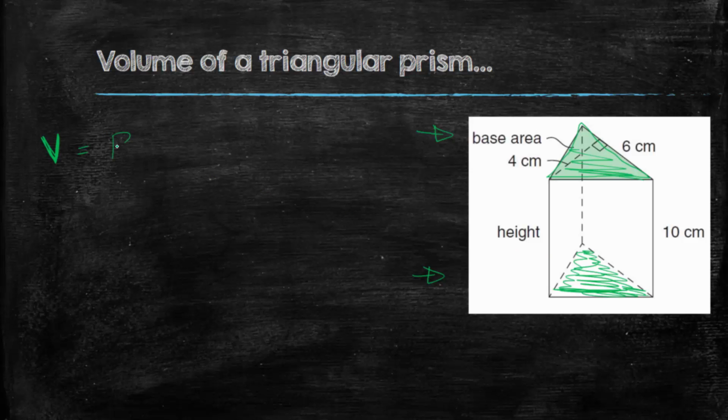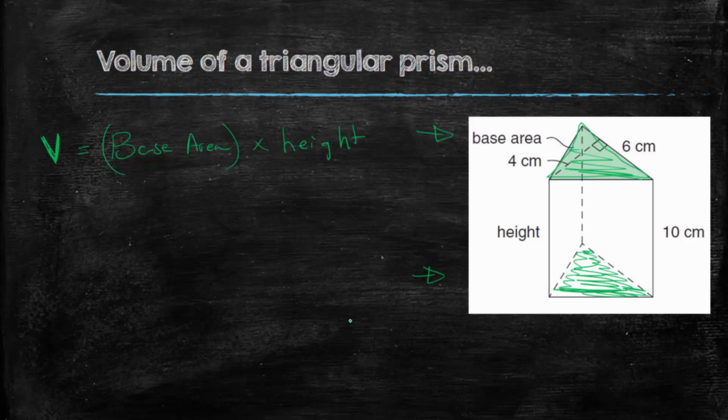So once you find the base area of a triangular prism, all you have to do is then multiply that base area by the height. Okay, and that will give you the volume. So let's look at this example that we've got here. Okay, so what's the base area here? Okay, what's the area of this triangle? Well, let's have a look.